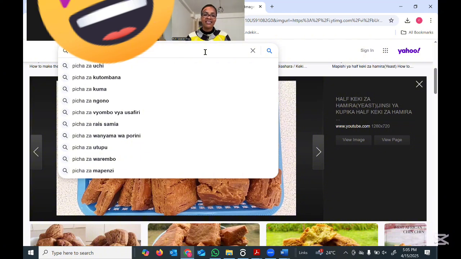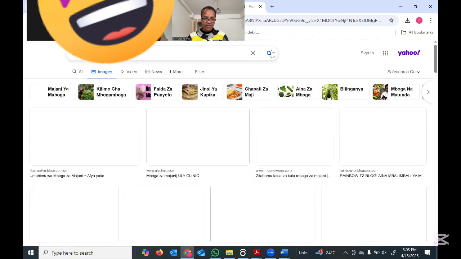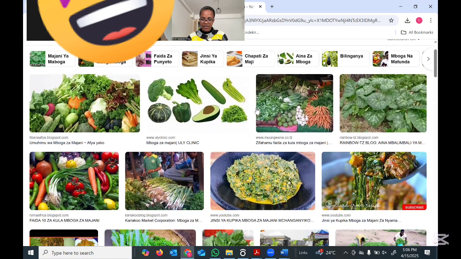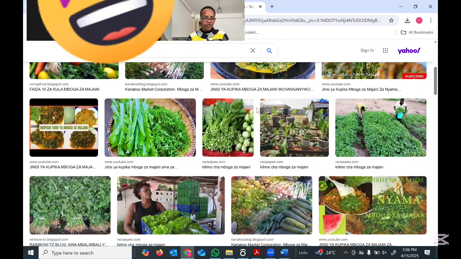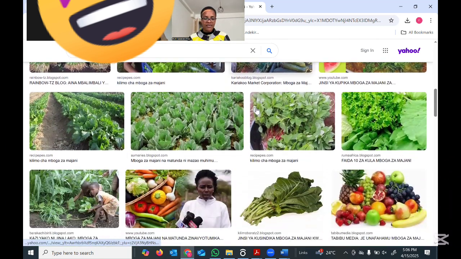Okay, I distracted you. I thought it was like pictures of mboga za majani. Sorry. I wanted to see if I can, naweza kuona mboga za majani. So you see, it's pumpkin leaves and yeah, different.